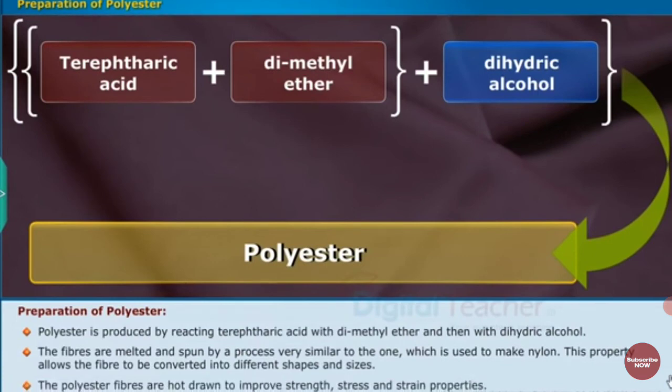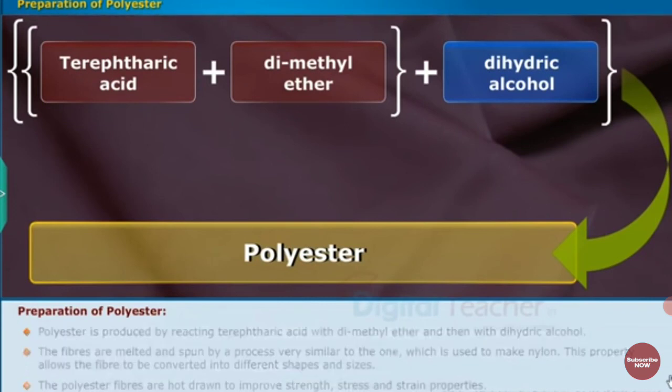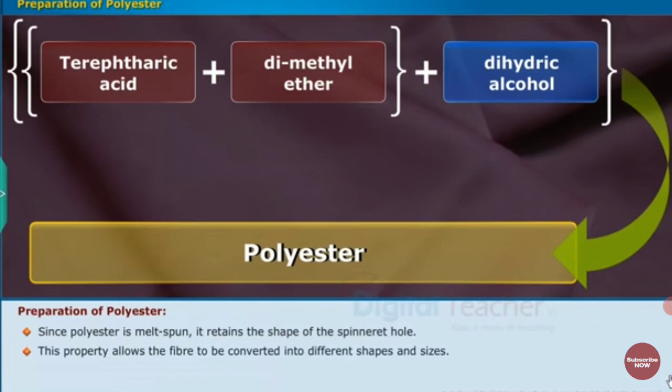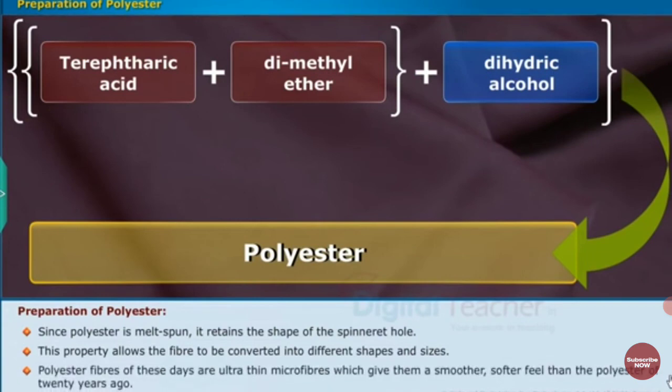The polyester fibers are hot drawn to improve strength, stress, and strain properties. Since polyester is melt spun, it retains the shape of the spinneret hole. This property allows the fiber to be converted into different shapes and sizes. Polyester fibers these days are ultra-thin microfibers, which give them a smoother, softer feel than the polyester of 20 years ago.